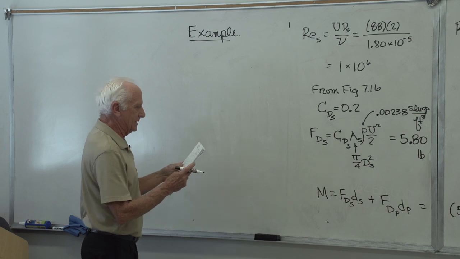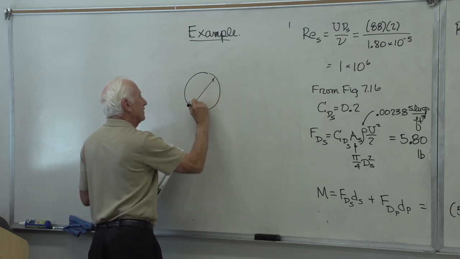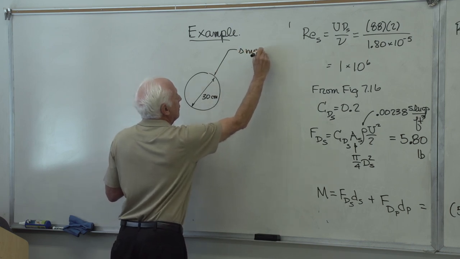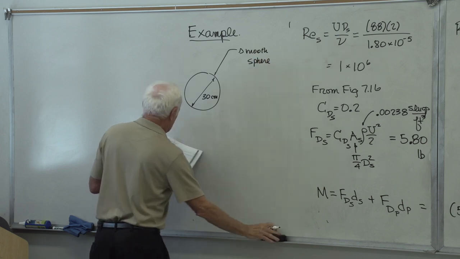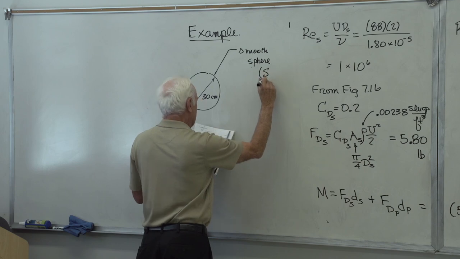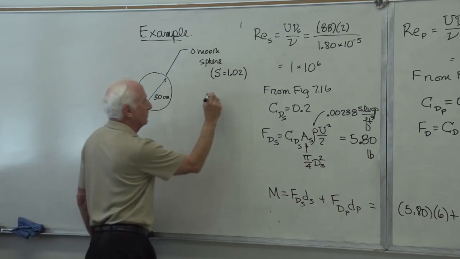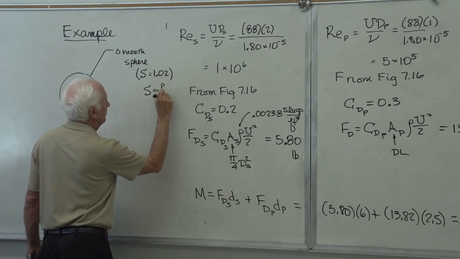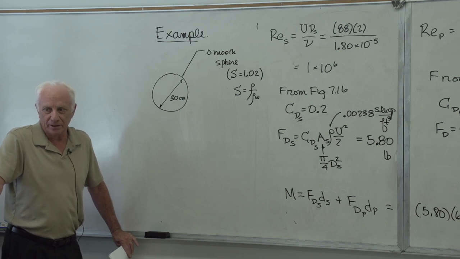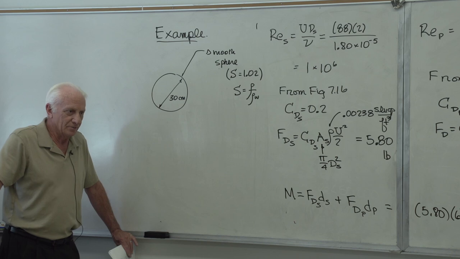This is a 30 centimeter diameter smooth sphere. This particular problem tells us S is equal to 1.02. We know from first fluids, S is equal to rho divided by rho of water in standard conditions. Specific gravity. Some people say SG. This author uses just S for that. The ratio of the density of the fluid divided by the density of water at standard conditions, 60 Fahrenheit, 20 degrees C.